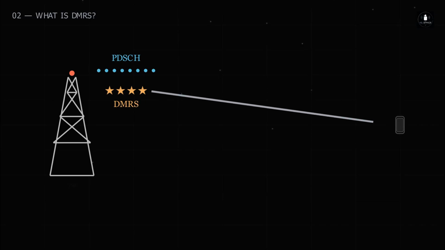Along with the PDSCH data symbols, the transmitter also inserts a few special symbols called DMRS. Unlike the PDSCH symbols, these symbols do not carry any user data. Their values are already known to both the transmitter and the receiver. As the receiver already knows exactly what the symbol should be, it simply compares the received DMRS with the expected sequence. This comparison allows the receiver to estimate the wireless channel.